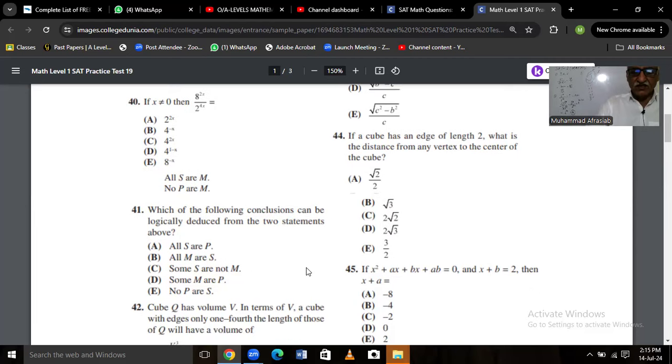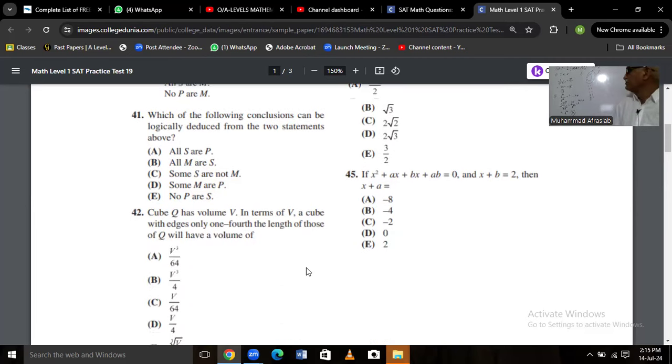For the next question, 42. Question number 4. Cube Q has a volume V. A cube with edges only 1/4 of the length of Q will have a volume of what? There are choices given to us, but let's find it first.